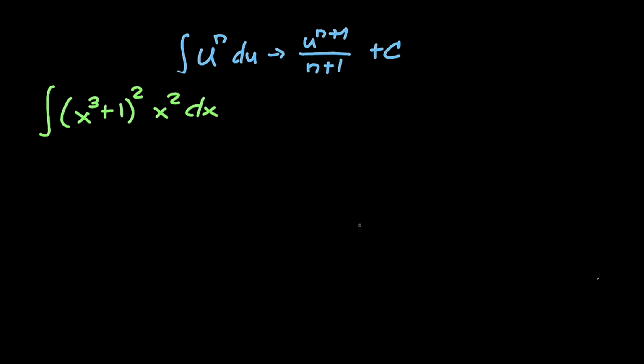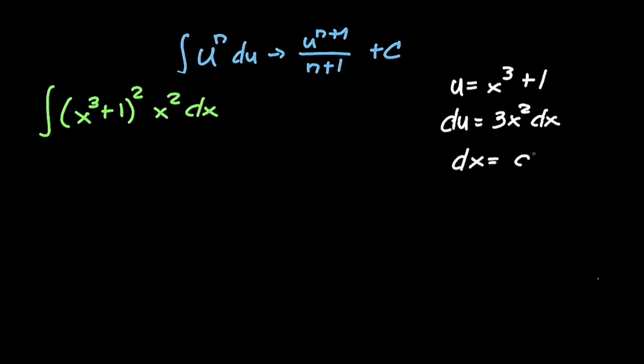The integral of (x cubed plus 1) all raised to the power of 2 multiplied by x squared dx. Take the u value first, which will be x cubed plus 1. Derivative of this will be 3x squared dx. dx now here would be du over 3x squared. Substitute it back and you will get the integral of u squared multiplied by x squared multiplied by dx, which will be du over 3x squared.